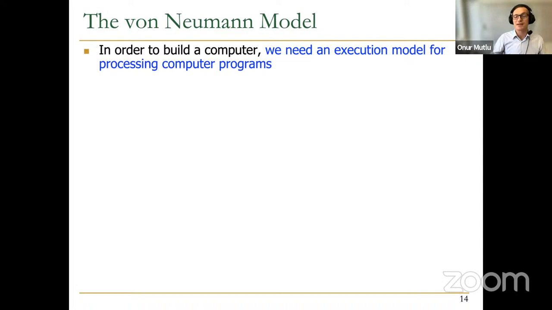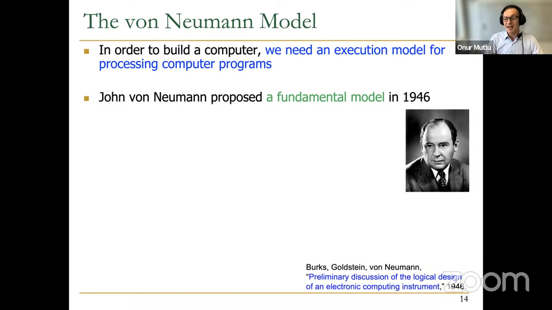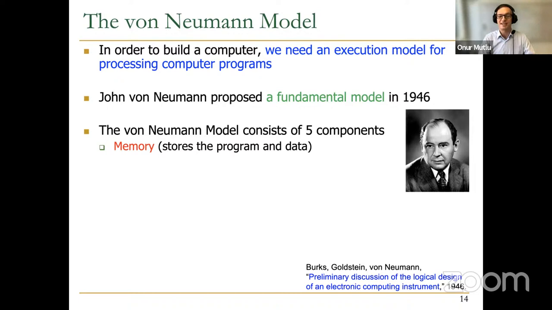And this is proposed by John von Neumann. Hopefully many of you know who that is. He's a pioneer of computing, clearly, and computer architecture. He proposed a fundamental model in 1946, and this is him. And this is the paper where he proposed, along with his colleagues, this fundamental model. And this fundamental model consists of five components, essentially, of a computer. We're going to cover each of them in a little bit more detail, clearly.